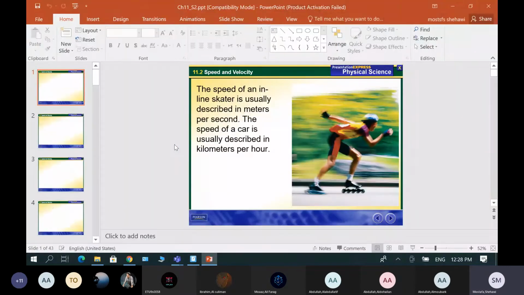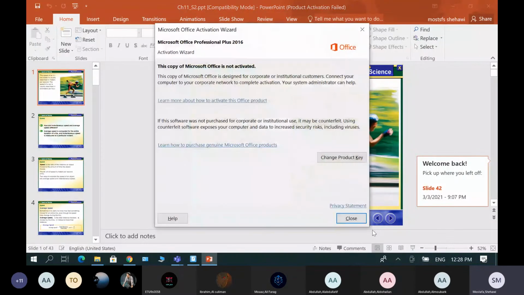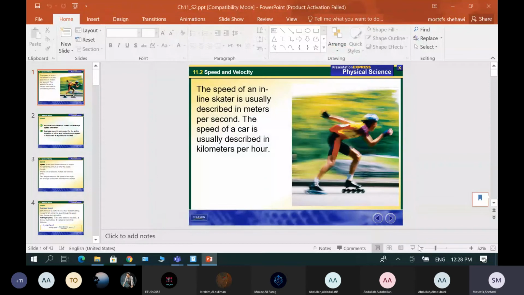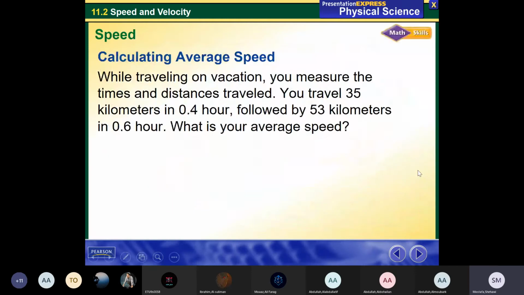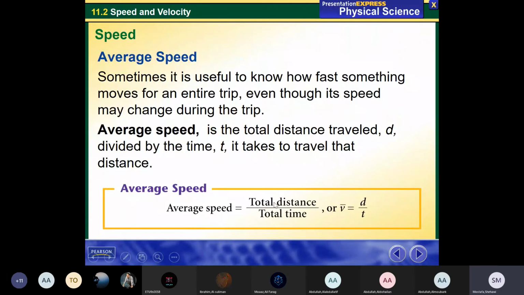So the first lesson talked about distance and displacement. This one's talking about speed and velocity. And as I said, speed is related to distance over time, and velocity is related to displacement over time. Average speed is calculated by total distance divided by total time, and this is the symbol of average speed, distance symbolized by D, and total time symbolized by T.